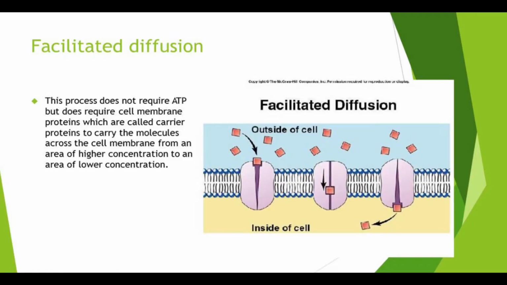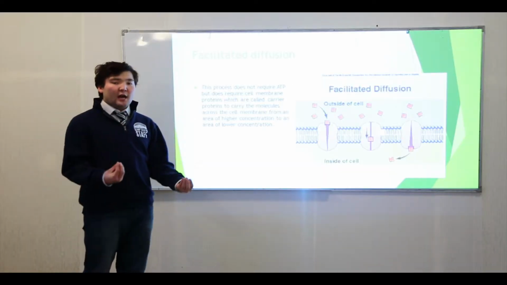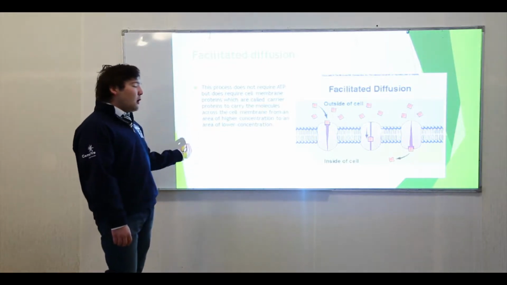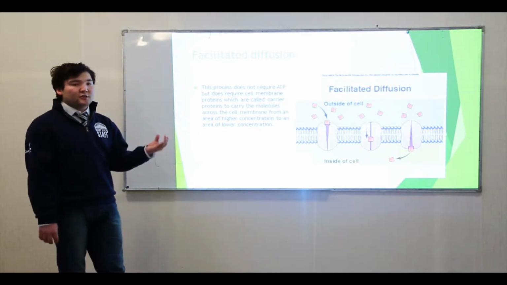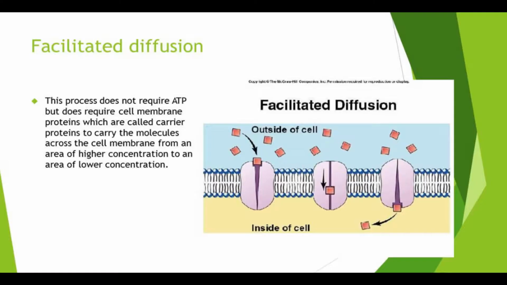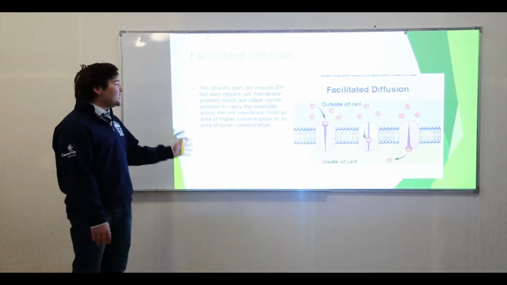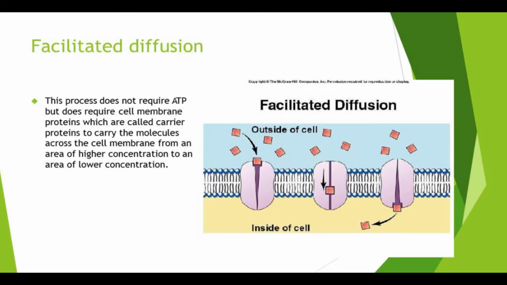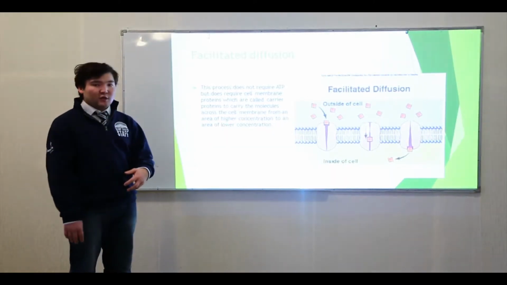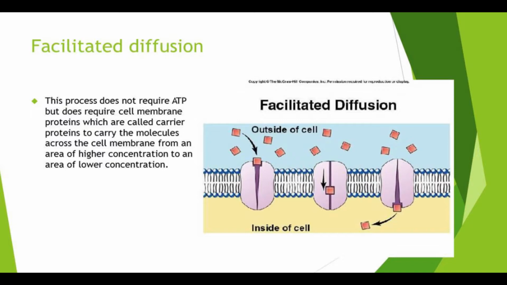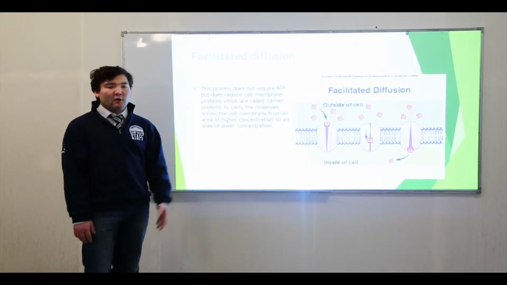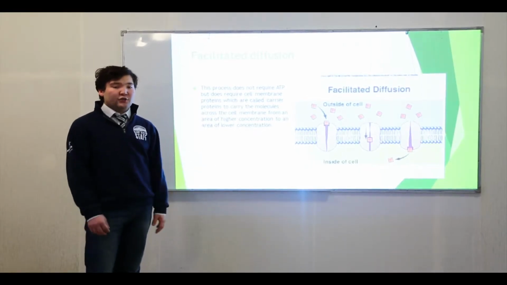Next, facilitated diffusion. As you may think, diffusion and facilitated diffusion are very similar to each other. However, there is a little difference between them. Facilitated diffusion is a process that does not require ATP, as with diffusion itself, but does require cell membrane proteins, which are called carrier proteins, to carry the molecules across the cell membrane from an area of higher concentration to the area of lower concentration. Carrier proteins also sometimes form ion channels.